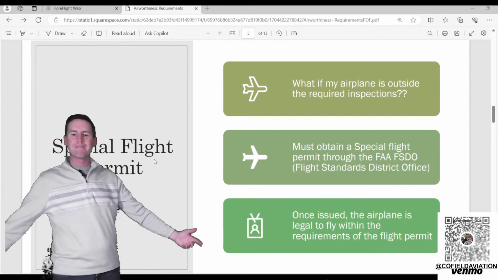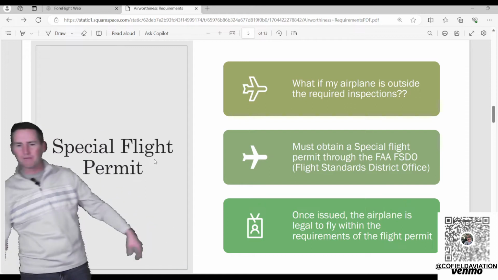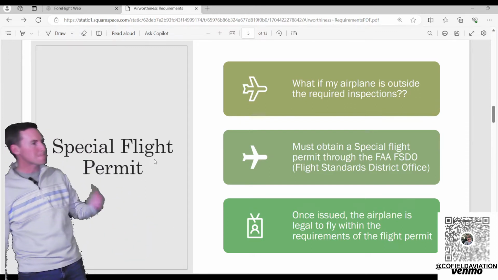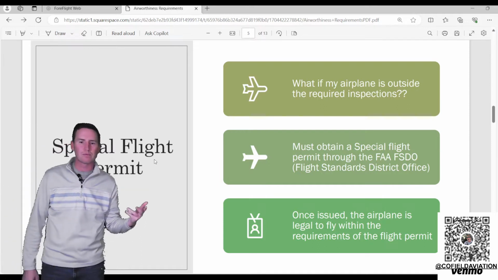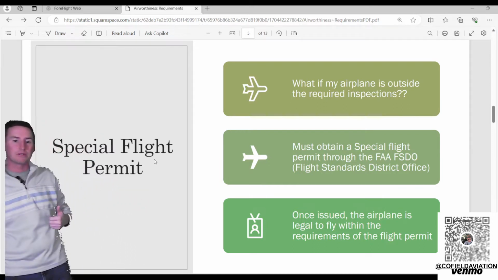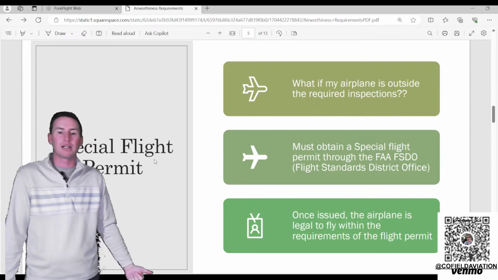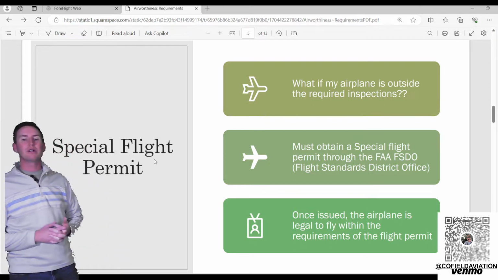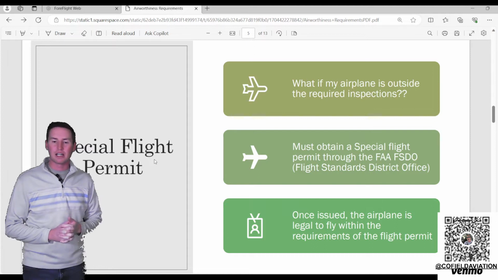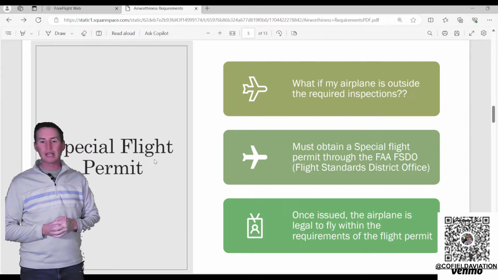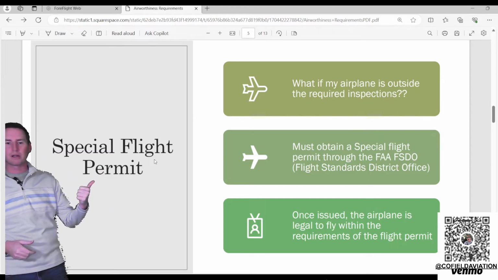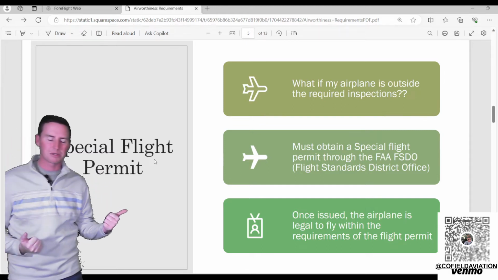Now, what do we do if the airplane falls outside the inspection windows? Let's just say it's out of annual, or it's out of an AD, or it's out of whatever. The airplane is not airworthy, right? So how do we go about flying that airplane? The only way we can do that legally is with a special flight permit.